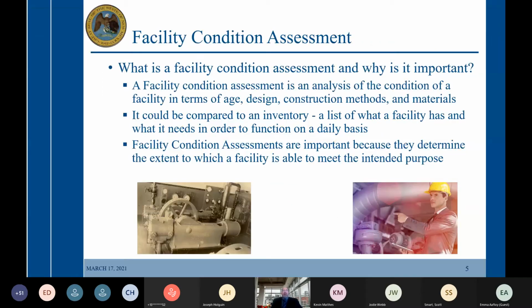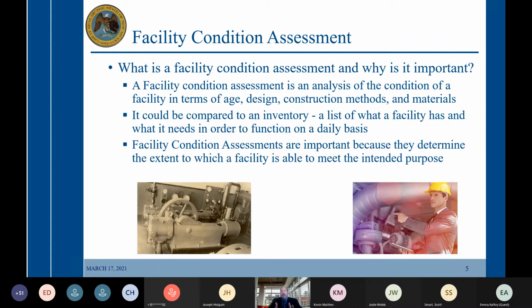So what is a facility condition assessment and why is it important? Well, a facility condition assessment is really an analysis of the condition of a facility in terms of age, design, construction methods, and materials. It could be compared to an inventory, a list of what the facility has and what it needs in order to function on a daily basis. And of course, facility condition assessments are important because they determine the extent to which a facility is able to meet its intended purpose.